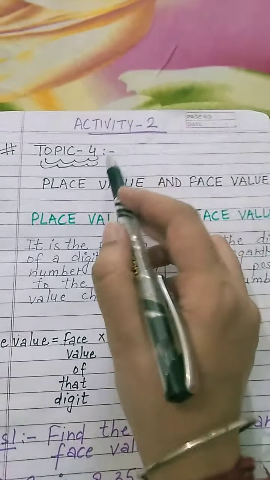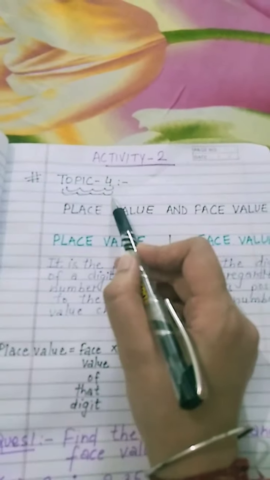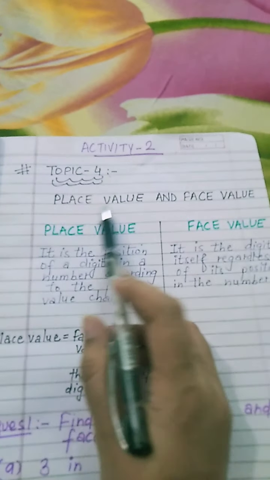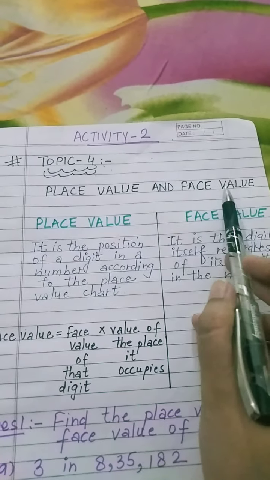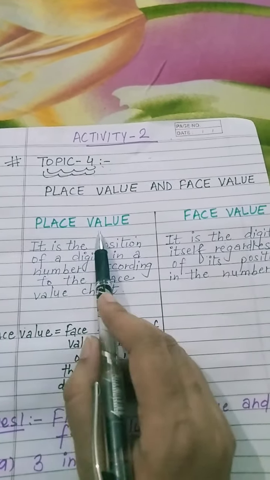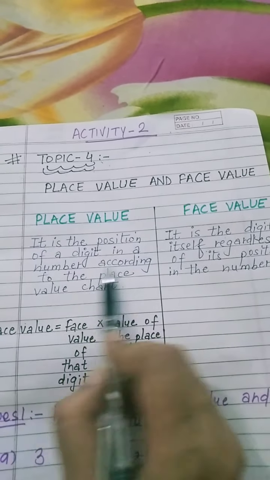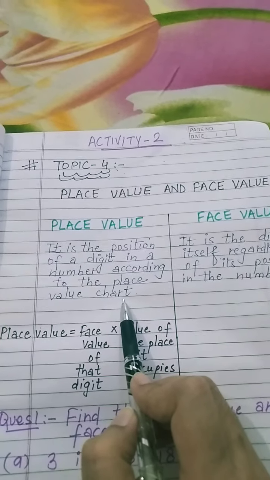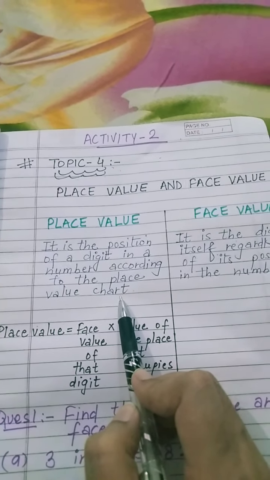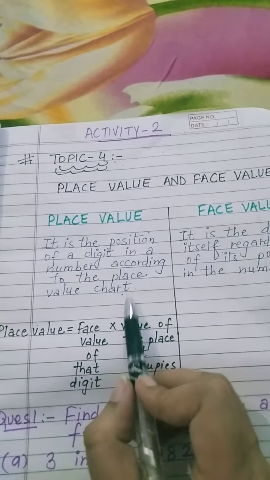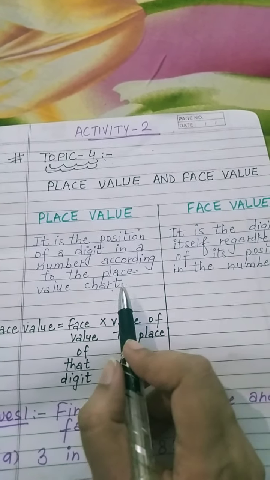Now activity 2, and the topic number is 4. Place value and face value. Now what is place value? Place value is the position of a digit in a number according to the place value chart, or we can say that place value depends on the place it occupies in the chart.